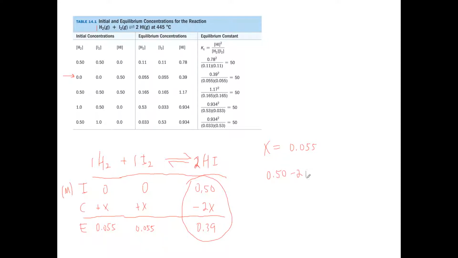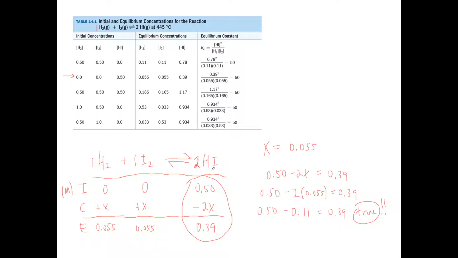0.05 minus 2x is equal to 0.39. Now, 0.50 minus 2x, I'm assuming this is going to be a true statement, right? If it's not, then our table's wrong. 0.50, this is 0.055, and 2 times 0.055 is 0.11, minus 0.11, and this is true. That means we set it up right.